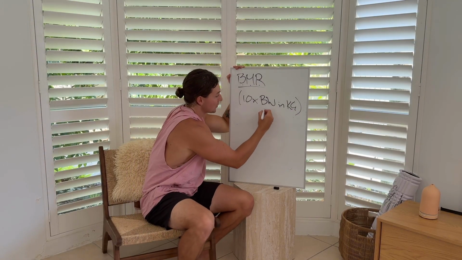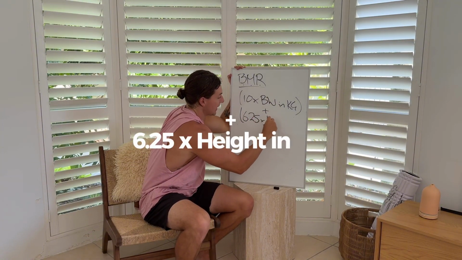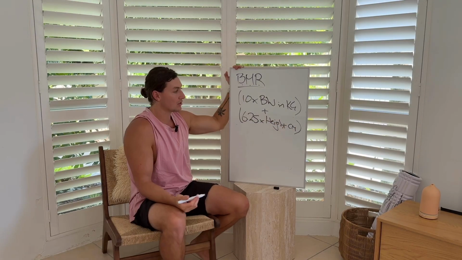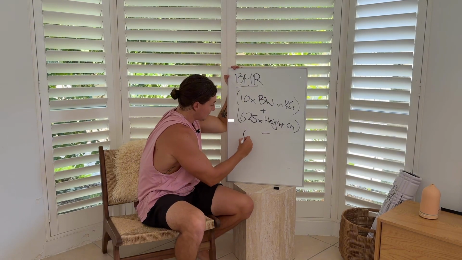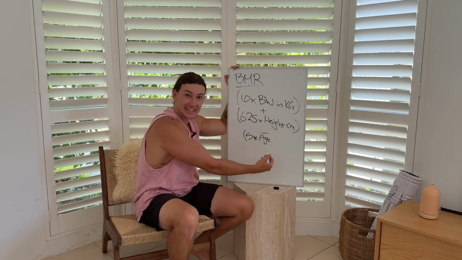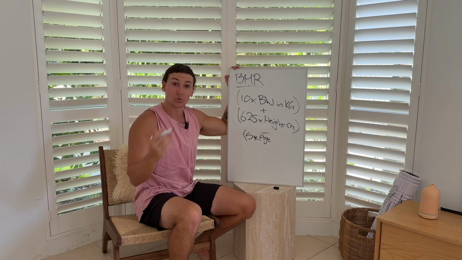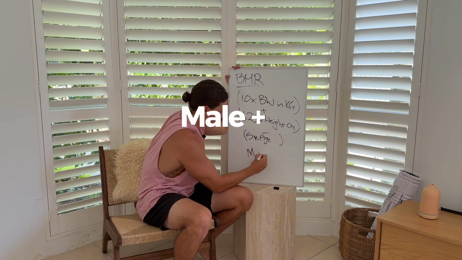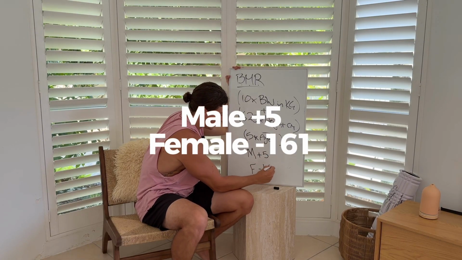Once you've figured out 10 times your body weight, you're then going to add on 6.25 times your height. Again, we're using metric, so we're going in centimeters. None of that feet and inches. The last thing we're going to do is subtract 5 times your age, in years, not months. So you're not 27 and 6 months, you're 27. And then if you are a male, you add 5 on the end. If you are female, you subtract 161.